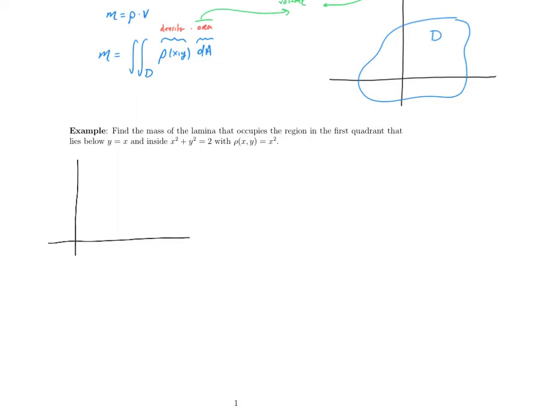So we have a few curves being described. We have the line y equals x, and then we also have this circle of radius square root 2 centered at the origin. So roughly speaking, something of the form here, square root 2, square root 2. So we are restricted to being in the first quadrant, below y equals x, and inside this circle of radius square root 2 centered at the origin. So our region D, which is occupied by the lamina, is a small slice shaded in blue.